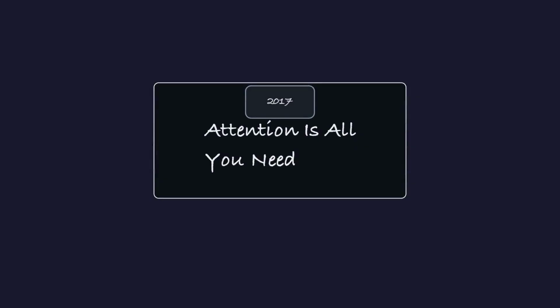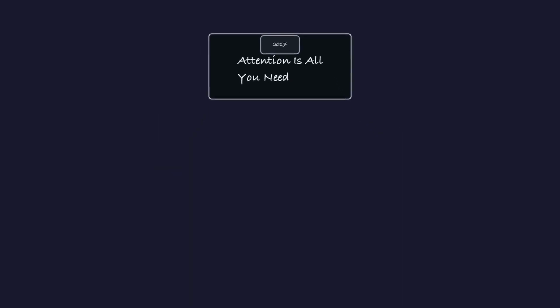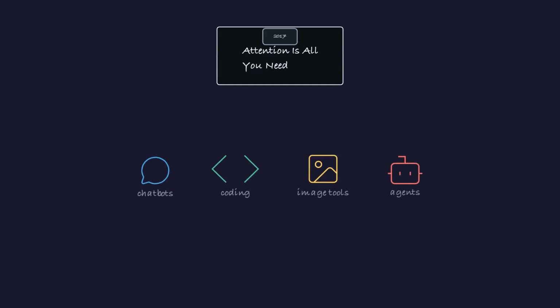In 2017, a research paper came out with an almost cocky title, "Attention is all you need," and it turned out to be right. That one idea, attention, is the reason every AI you use today exists. Chatbots, coding assistants, the whole lot, all of it built on this.